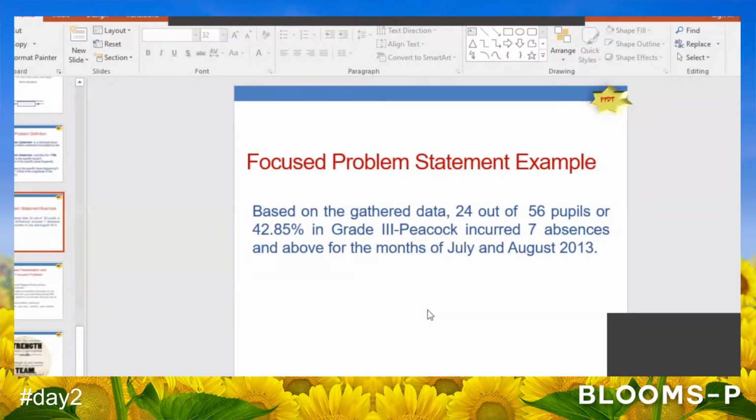So again, this is our sample problem statement, and then make your own. Then after this, after 5 minutes, I will be back to you. Thank you so much.